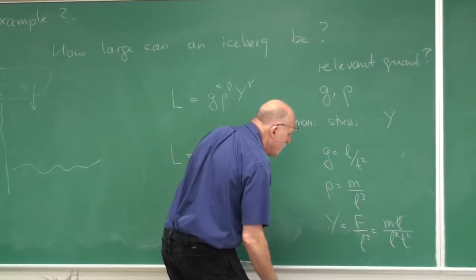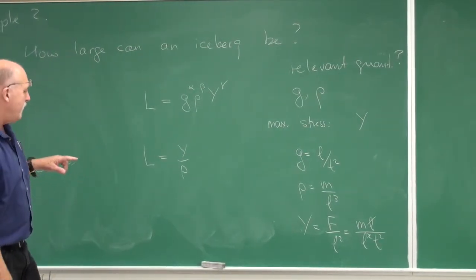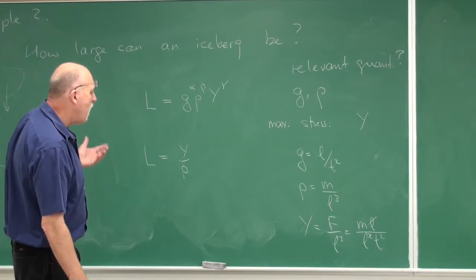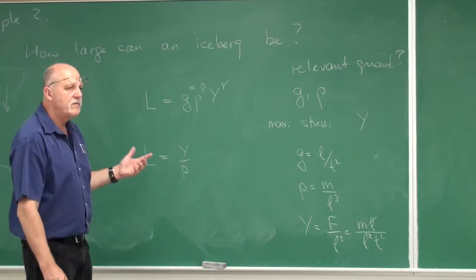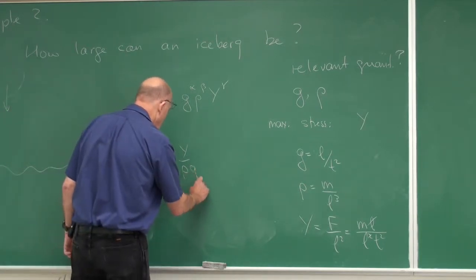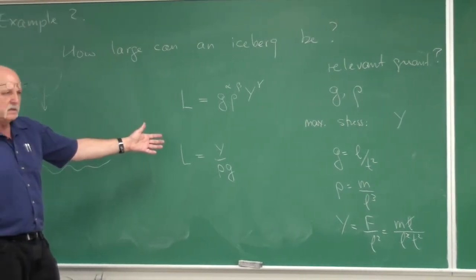We have a length, and we have a time squared on the bottom. And so we have to get rid of that. So we have to put g on the bottom. Right? So will this work? Will this have the right units?